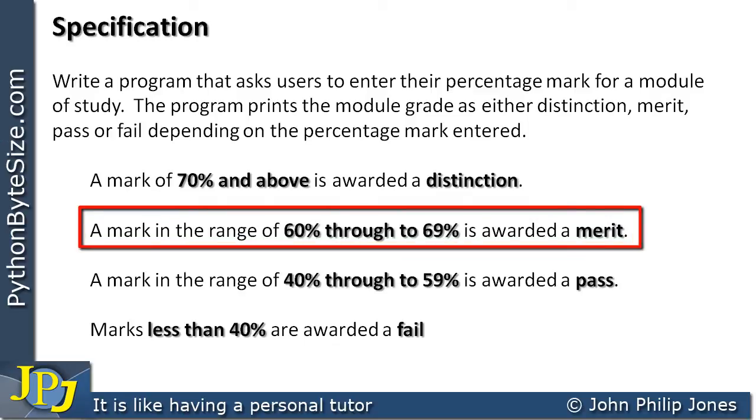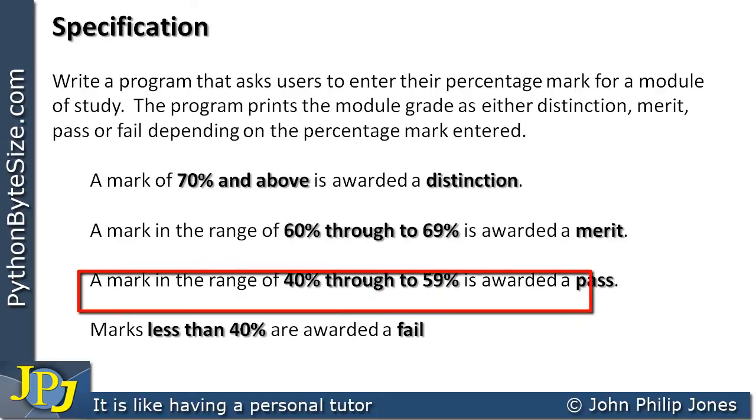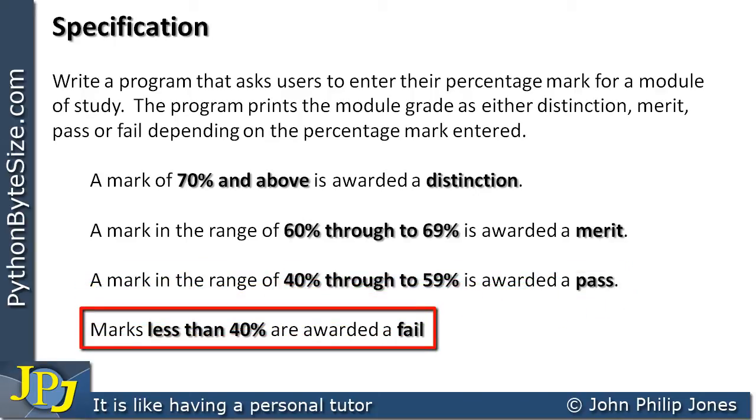A mark in the range of 60 through to 69 is awarded a merit. 60, 61, 68, 69. A mark in the range of 40 through to 59 is awarded a pass. And marks less than 40% are awarded a fail. 39, 38, 0, all of those would be awarded a fail.